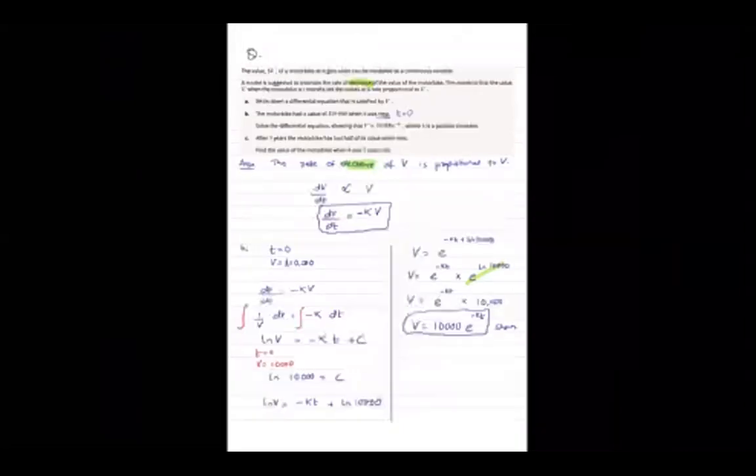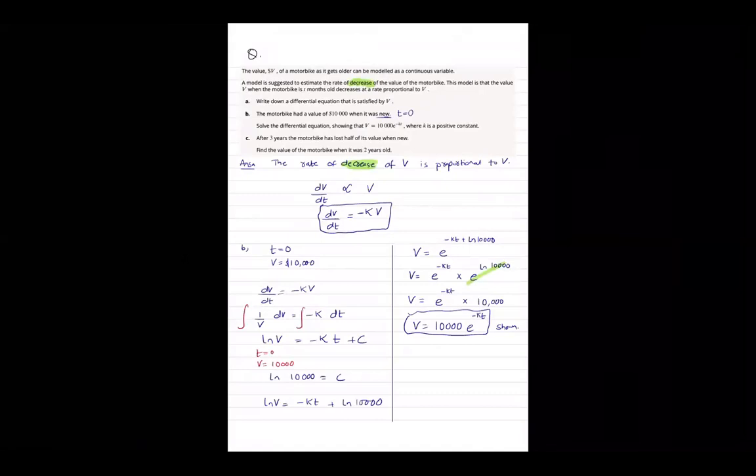Okay. Now, what is the next part asking for? After 3 years, the motorbike has lost half of its value when new. Find the value of the motorbike when it was 2 years old. So we have this condition that after 3 years. So you know what is the value of t going to be?